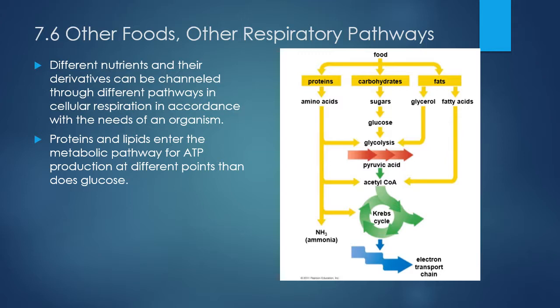Now, different nutrients and their derivatives can be channeled through different pathways. So we've gone through what happens with glycolysis, or with glucose. We're not going to go through what happens with every other type of food that you could eat. But certain proteins and fats will actually come into play and help run the various stages that we've talked about. So your carbohydrates include that glucose that initially goes in that you need, but also amino acids from proteins and broken down parts of fats that you eat are also essential to running this whole process.